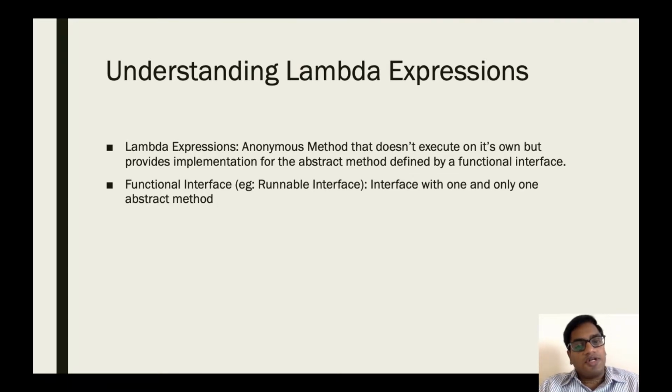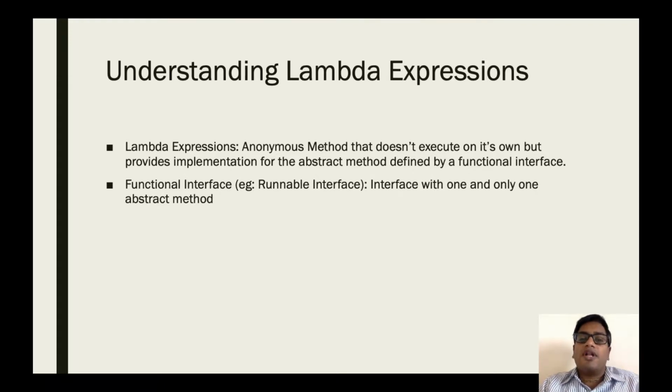Let's talk about functional interface now. A functional interface is an interface which defines one and only one abstract method, and normally that abstract method defines the action of the interface. Hence, all the functional interfaces are single action interfaces. An example of a functional interface is the standard Runnable interface because it defines one and only one abstract method called run, and this run specifies the action of the interface.